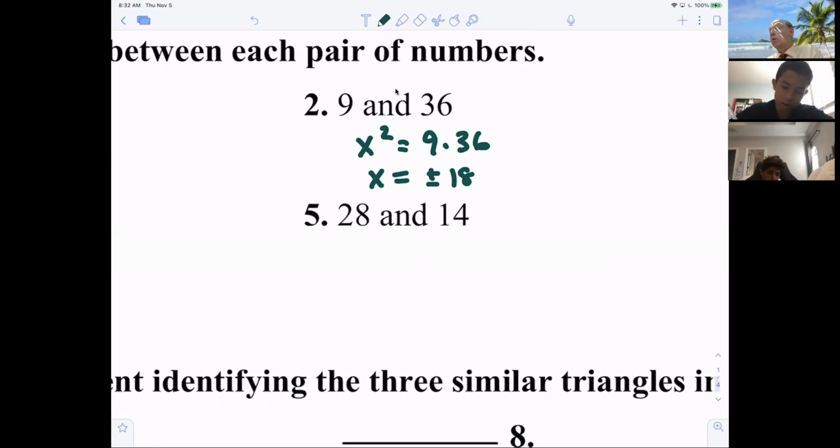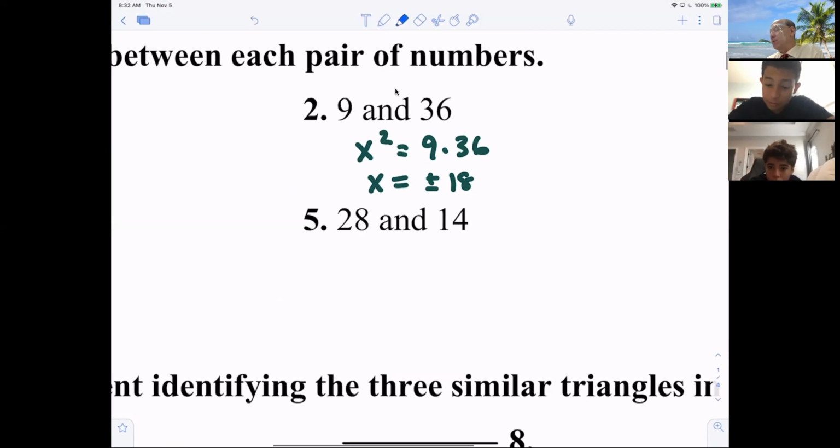The square root of 9 was what? Square root of 36. 3 times 6. That's what you're reaching for your calculator for. I agree with you. That's why you don't need a calculator. You need to work on your math facts. Square root of 9 is what? 3, right? Square root of 36 is 6. Anybody have any problems with that being plus or minus 18?